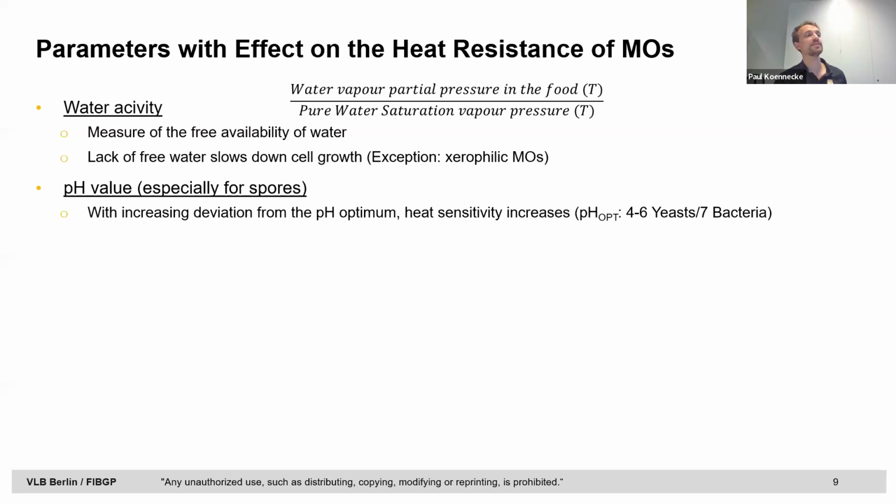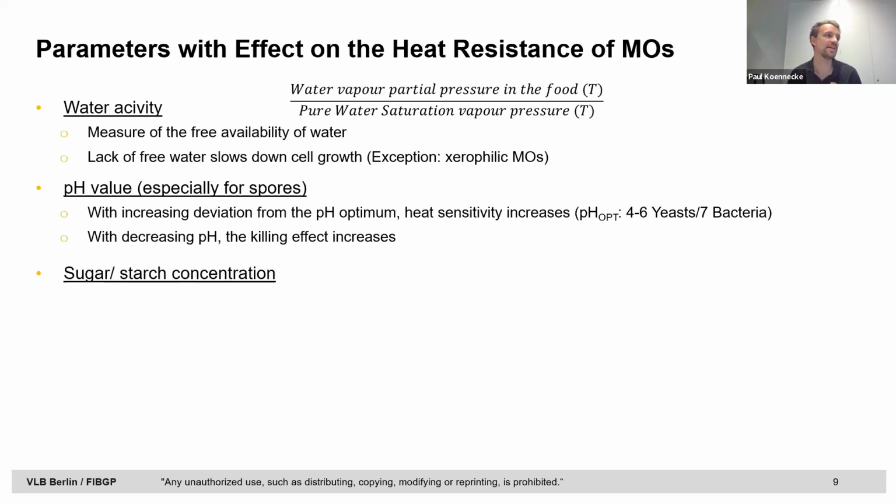The pH value is very important. The bigger the difference from the pH optimum for the microorganism is, the more heat sensitive it is. And of course, we have different pH optimums for yeast and bacteria, and not all bacteria have the pH optimum of 7. That's just a little example. But we can see that with a decreasing pH, the killing effect in our thermal stabilization increases. Which is also good for us, because beer, of course, has a way lower pH than 7. So our thermal pasteurization is way more effective, and we will have to apply temperatures for a lesser amount of time than in water, for example, which has a pH of 7.